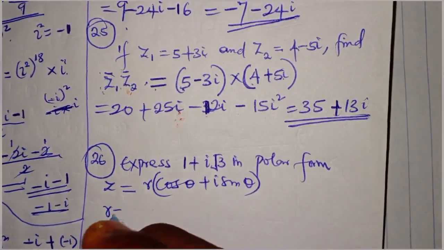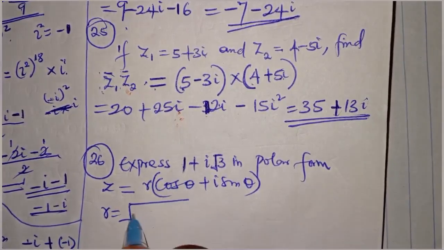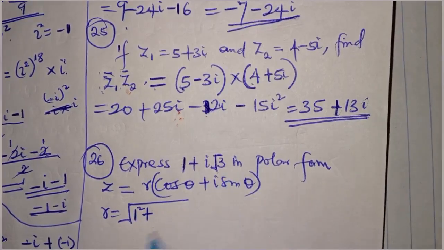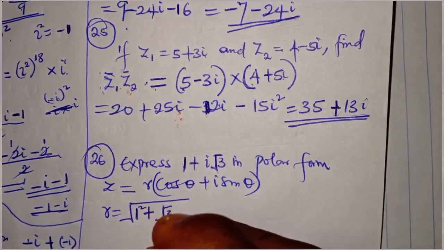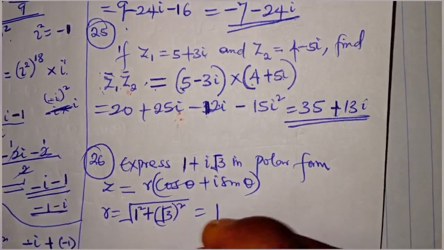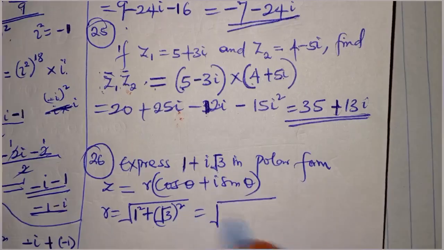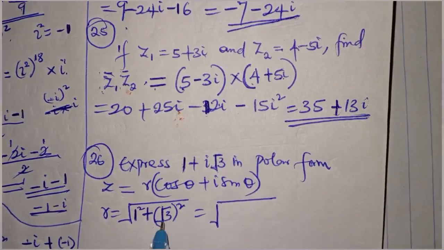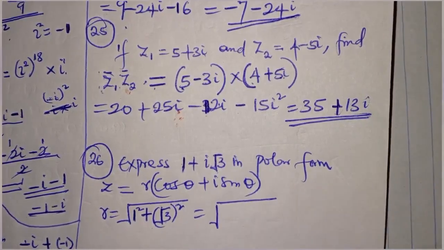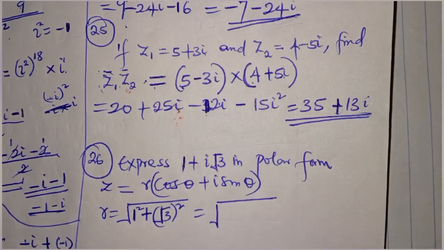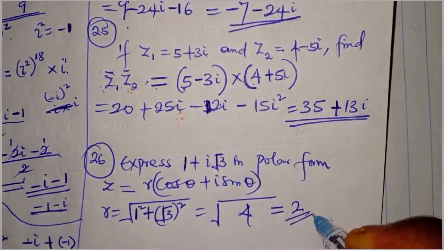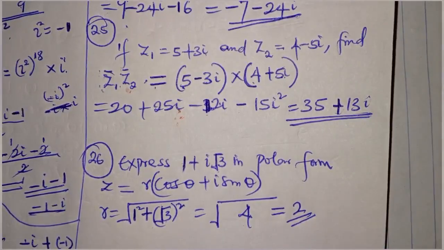r is the square root of 1 squared, that's a, plus b, which is root 3, that's the coefficient of i, root 3 squared. Root 3 squared is 3, the square will take away the square root. So we have 3. 1 squared is 1. 1 plus 3 is 4. And the square root of 4 is 2. The modulus of this complex number is 2.